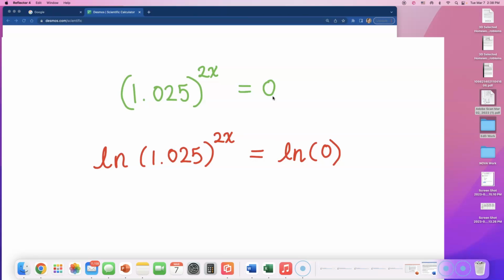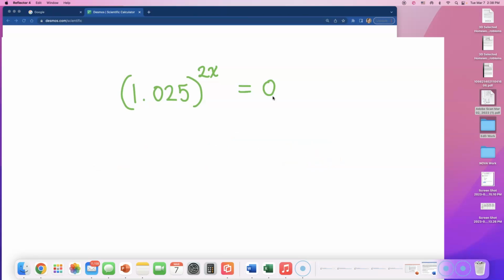But there's really no other way to bring that down, right? But now let's think about this, okay? Why wouldn't this work? Can you raise 1.025 to a power, some kind of exponent, and get a 0 out of it? How many times do you have to multiply 1.025 by itself to get a 0? Never, right? In fact, this equation has no solution.